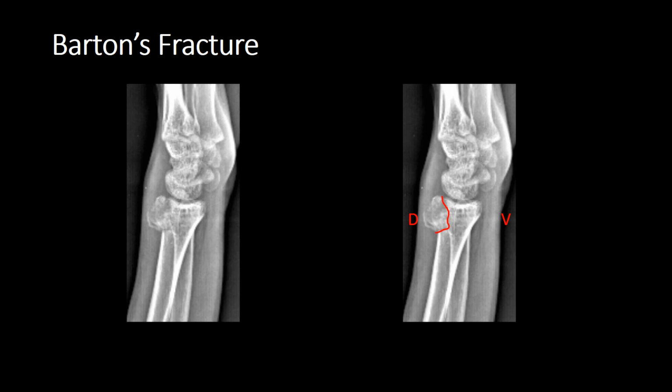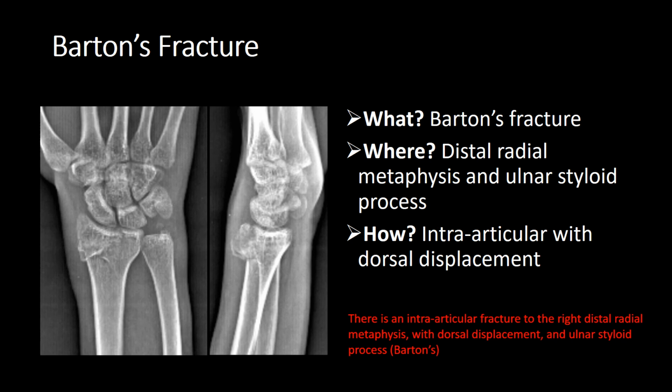So as I said, the key is to identify the fracture through the articular surface, indicating that this is a really quite significant injury. So what is it? It's a Barton's fracture, involving the distal radial metaphysis and the ulnar styloid process. How? Intra-articular with dorsal displacement.